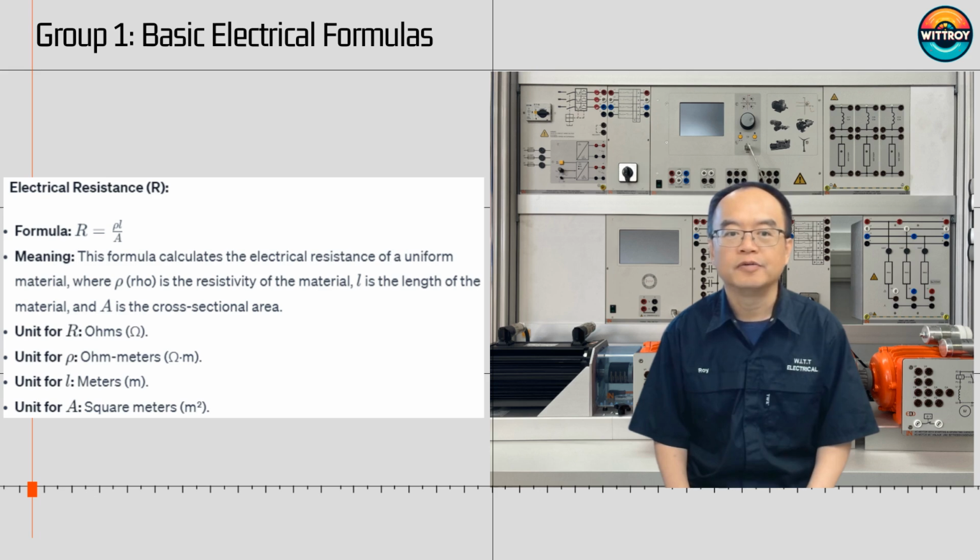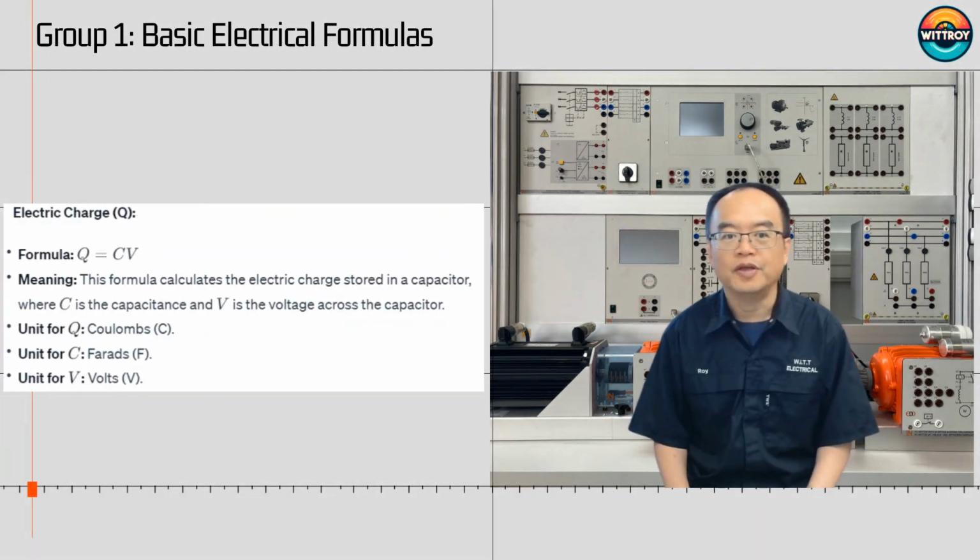L, length. The length of the material through which the current flows. The unit for length is meters. A, cross-sectional area. The area of the cross-section of the material perpendicular to the current flow. The unit for the cross-sectional area is square meters. R, resistance. The opposition that the material offers to the flow of electric current. The unit for resistance is ohms. This formula helps us understand how the resistance of a material is affected by its resistivity, length, and cross-sectional area. Specifically, resistance increases with the length of the material and its resistivity, while it decreases with a larger cross-sectional area.